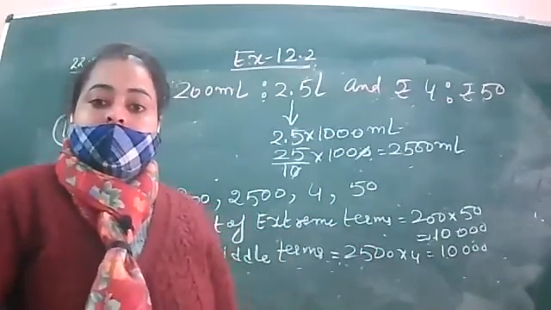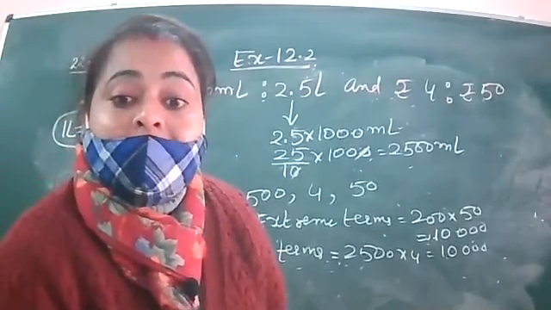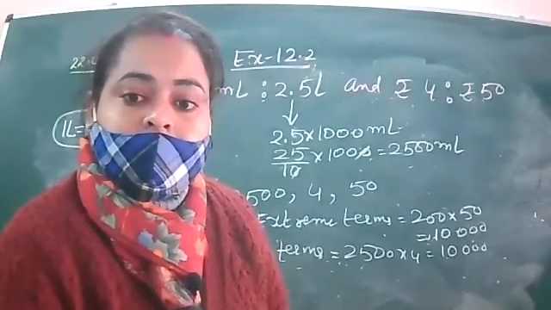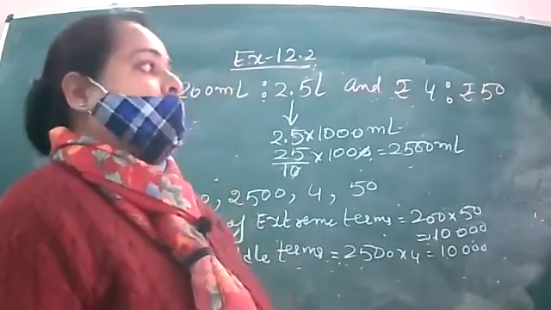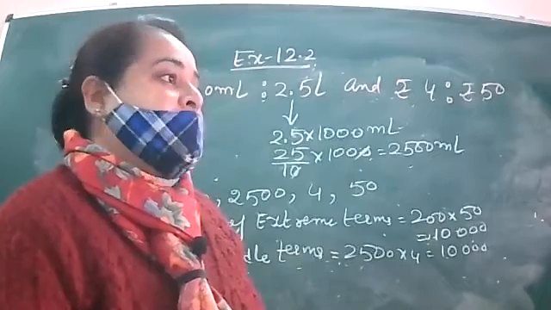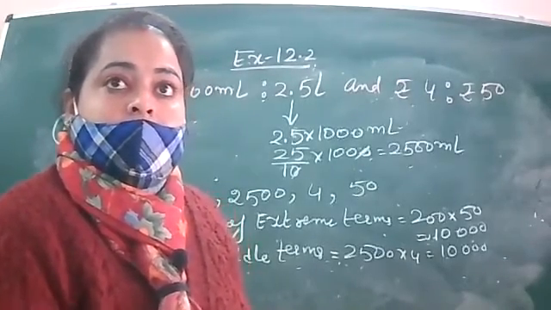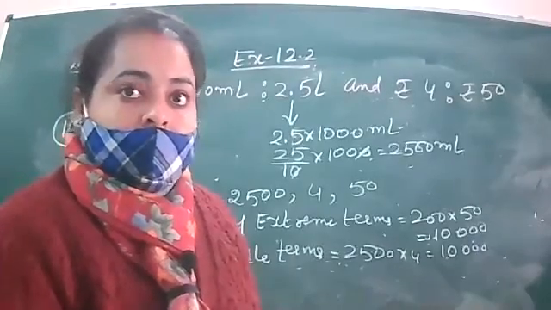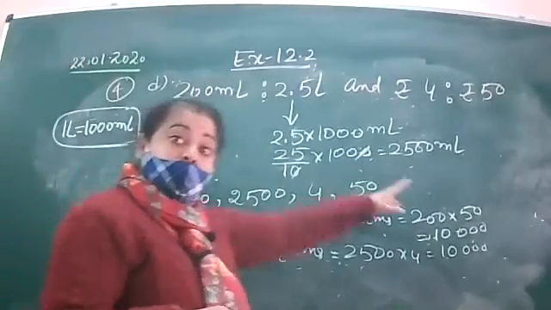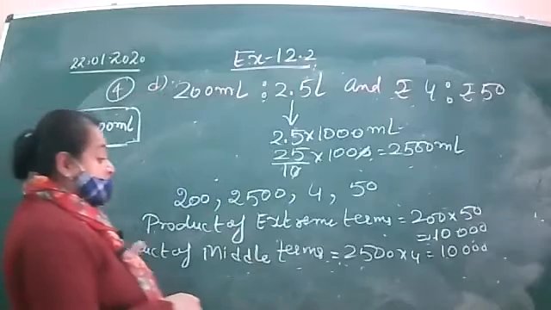Yes, Bhavya? Excuse me ma'am, when we find the product of both, can we compare them, like 10,000 is equal to 10,000? No, very much compulsory to write the wording. Okay ma'am. No, very much compulsory to write the full formula. Product of extreme terms is equal to product of middle terms. Yes. Now you will conclude here.